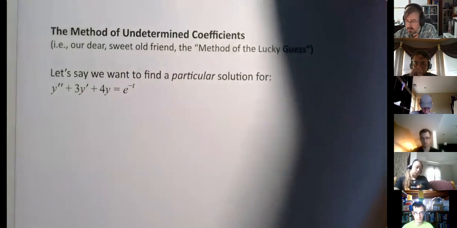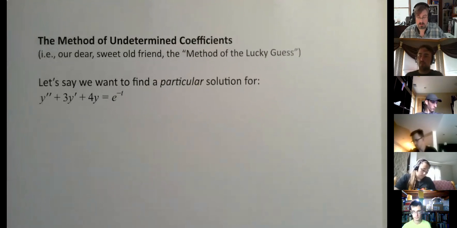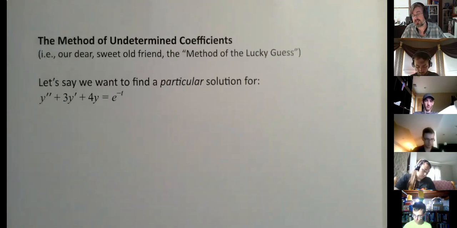So we're going to revisit our old pal, the method of the lucky guess. The fancy name for that is the method of the undetermined coefficients.